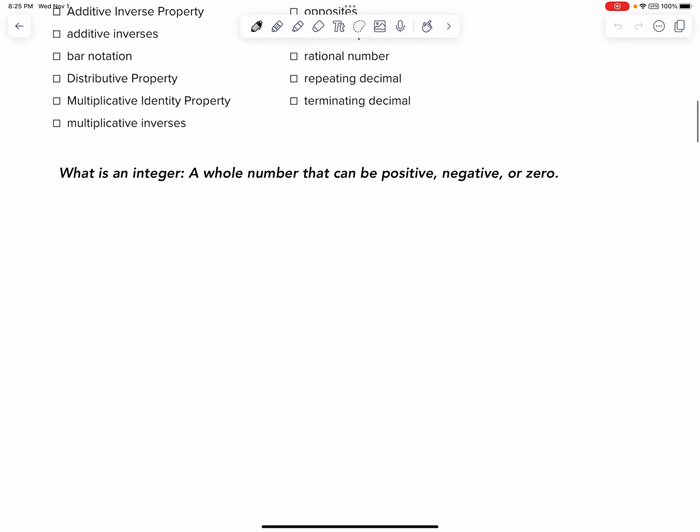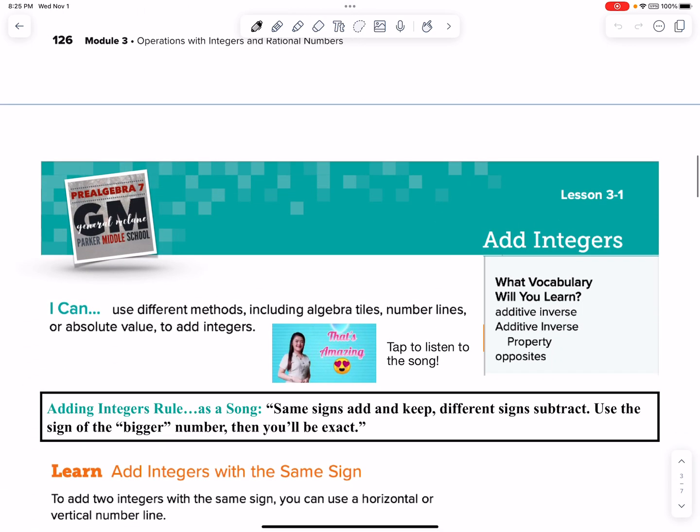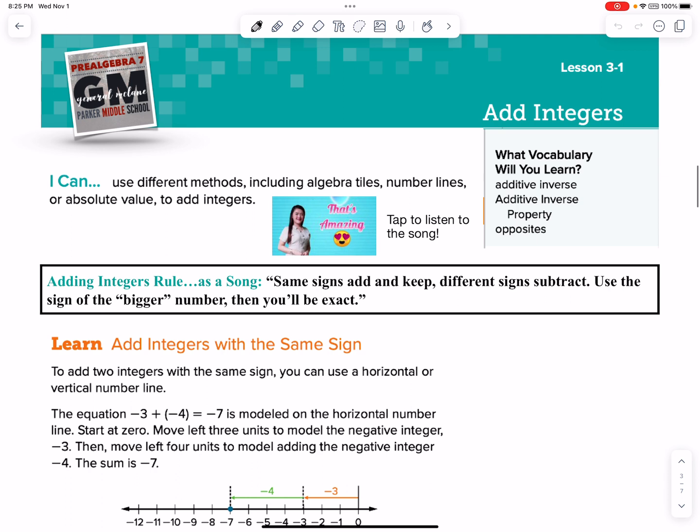So what is an integer? An integer is a whole number that can be positive, negative, or zero, but that does not include fractions, decimals, things like that. It's a whole number, okay? All right, so let's go ahead and take a look at lesson 1 today. So lesson 1 is just about adding integers. Okay. And there's a song that I'd like you to experience.